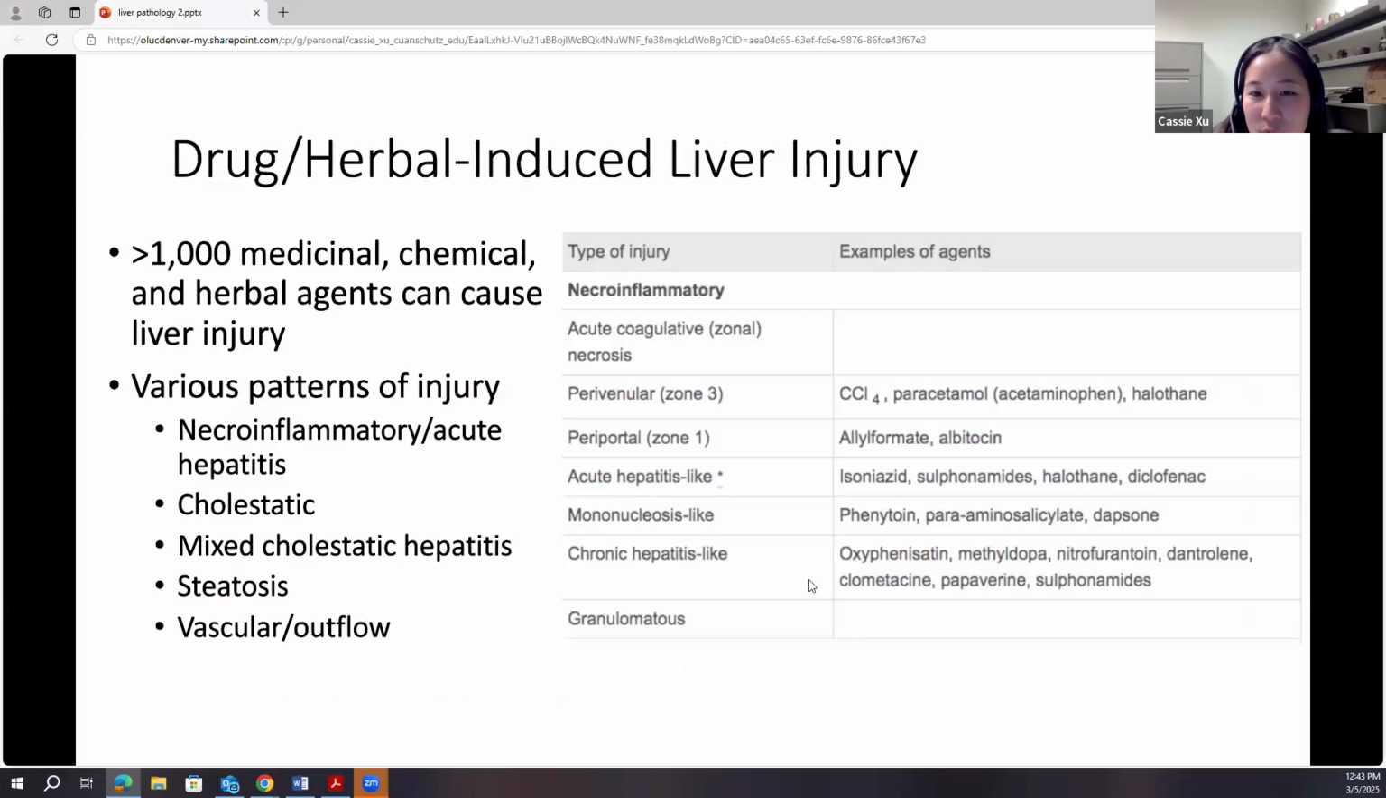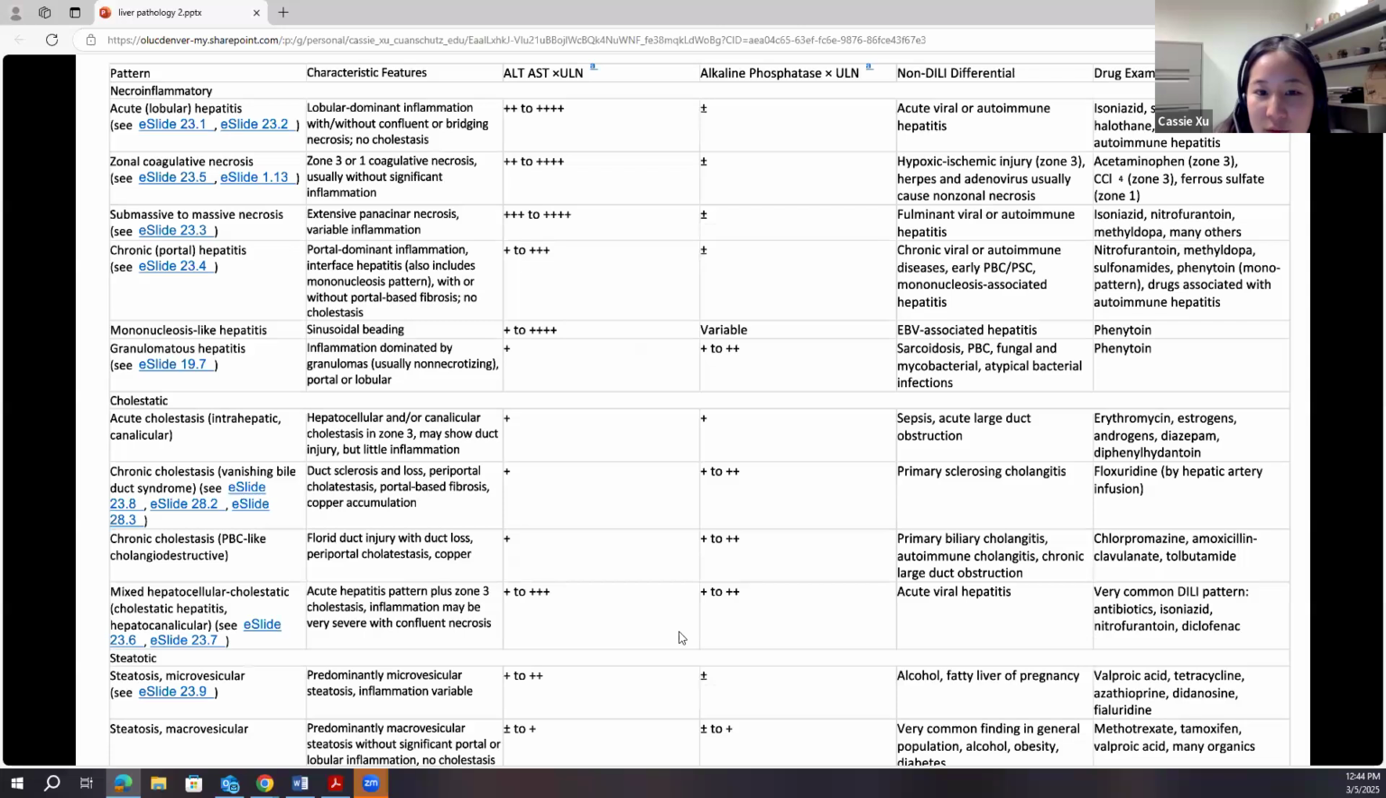Okay, the final thing we're going to discuss today is drug or herbal-induced liver injury. There's not a specific pattern of injury for DILI. DILI can present as necroinflammatory acute hepatitis, cholestatic pattern of injury, steatosis, vascular outflow, or chronic hepatitis-like injury. Depending on the drug, it can cause different types of patterns, so I feel like it's always on our differential. And then there are various charts that you can find for different drug types with different specific patterns that you might see.